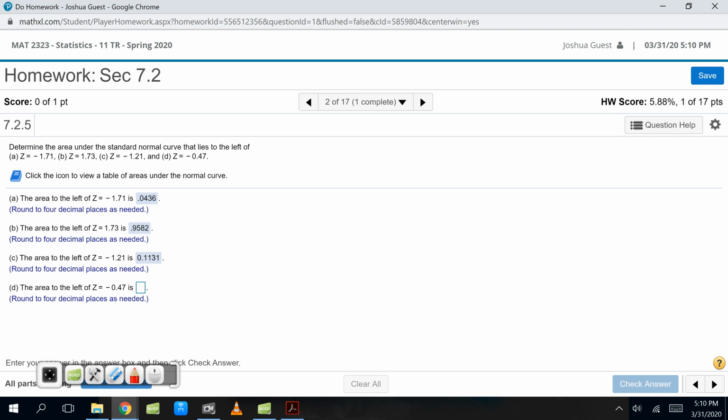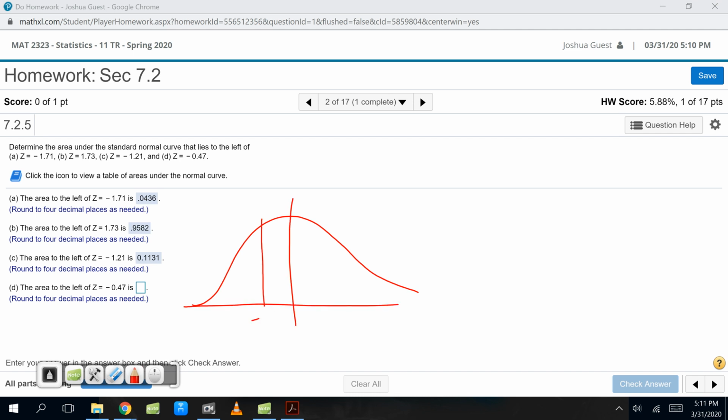And then finally here, this last one, negative 0.47. So again, we want to have the normal curve here. Mu's in the middle, right? Zero's in the middle, mu. And then negative 0.47 is somewhere right about here, right? And it's everything to the left of it. So I don't have to draw that. I just need to know it's to the left.